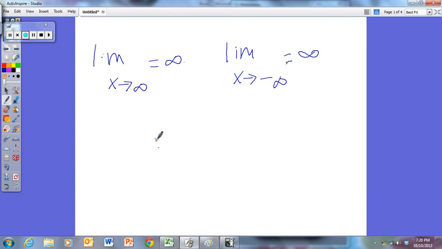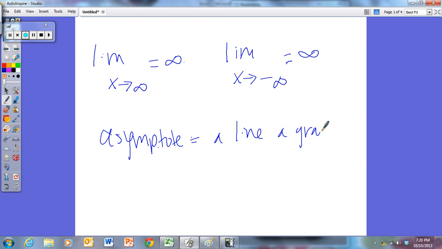And that's actually the definition of an asymptote. An asymptote is a line a graph approaches but never touches.